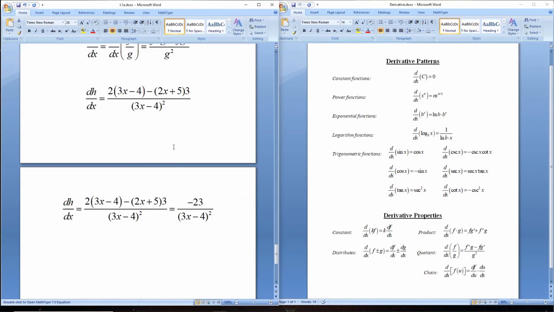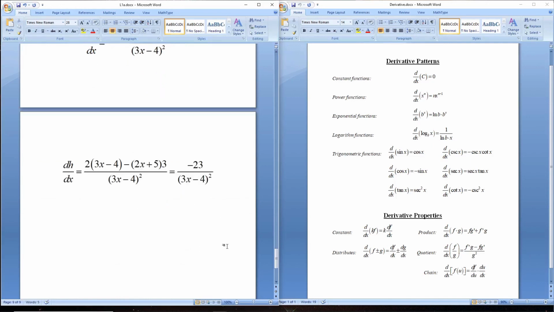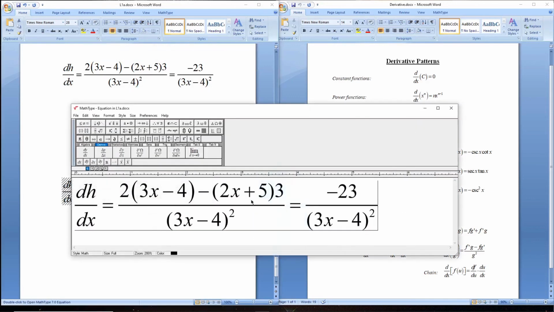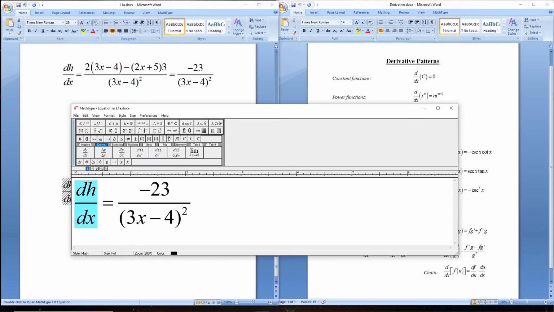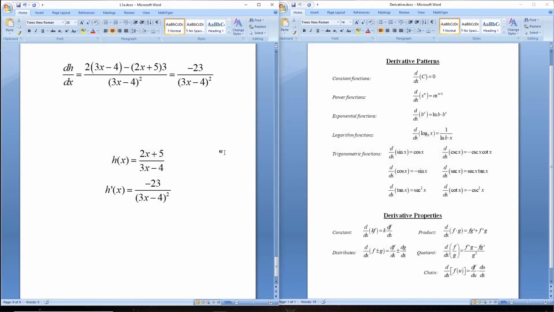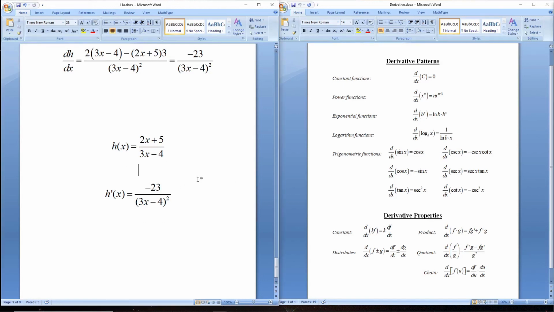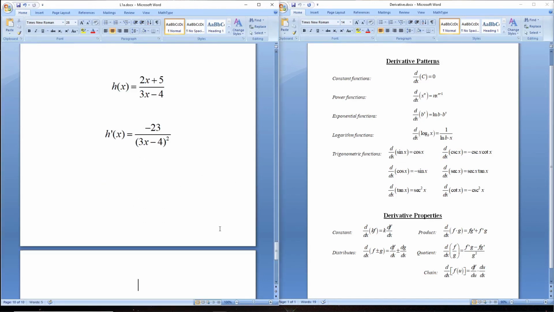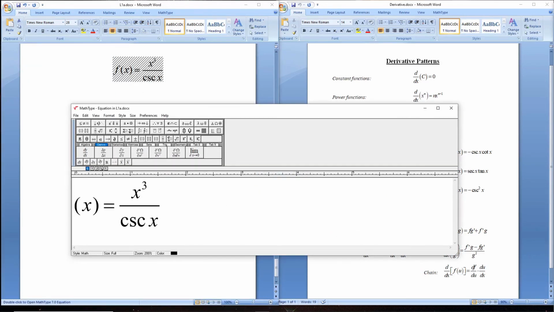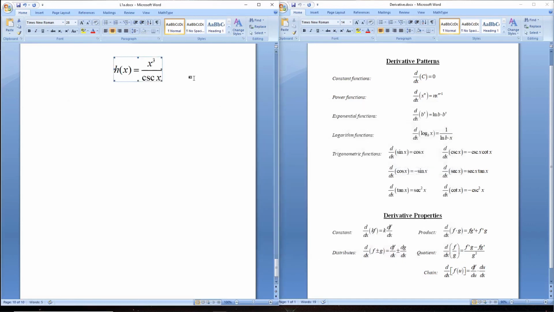So here's our original function. There's our original function. And then going through the quotient rule, we found the derivative. Let's check out another example.